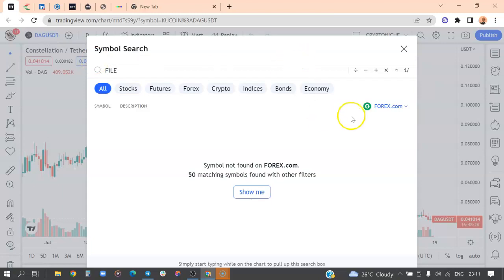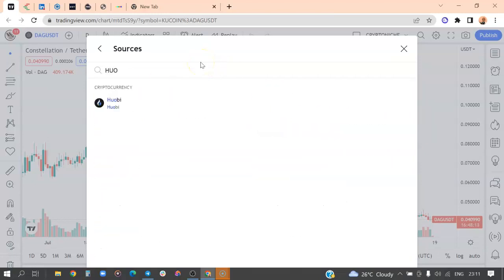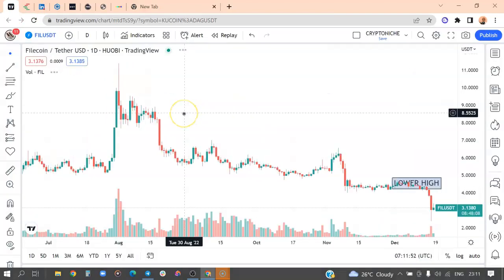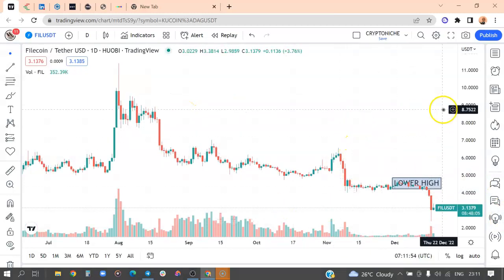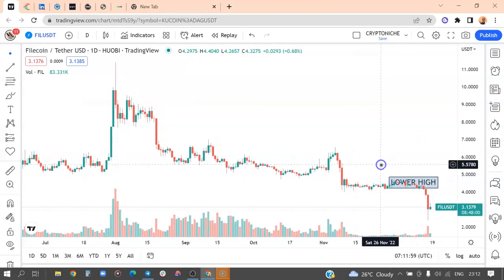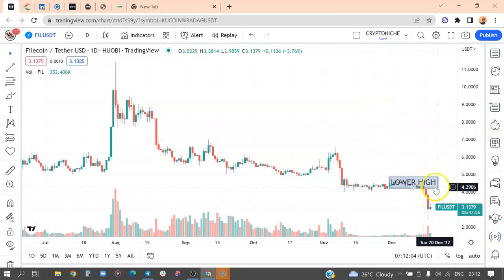Filecoin USDT. I'll switch to crypto. I'm going to be using OB as my source, and I will load the chart so you all can see what is happening on the Filecoin chart at the moment. Probably this is actually a different time frame.